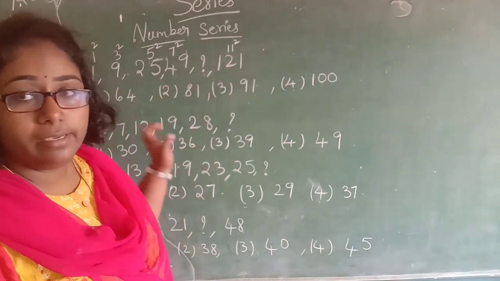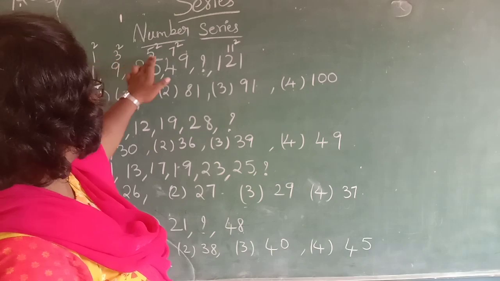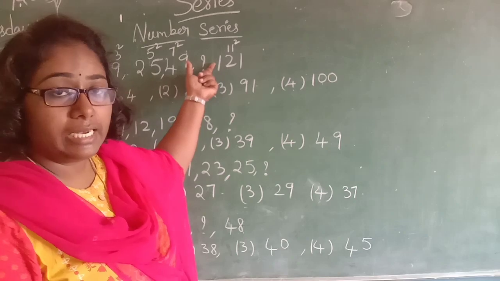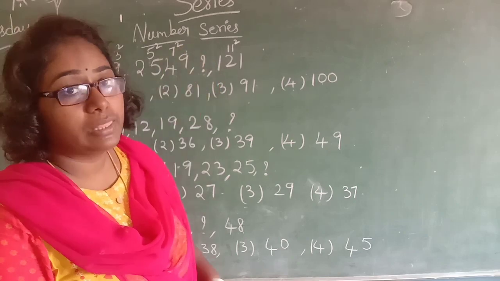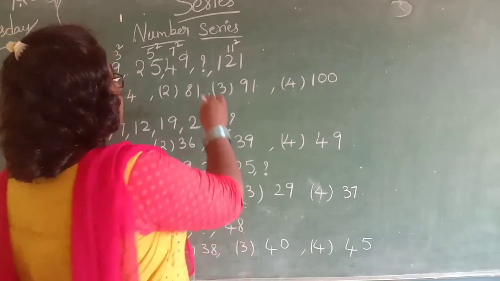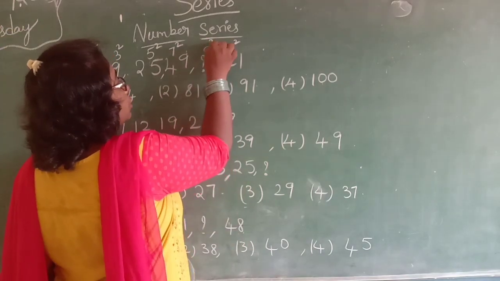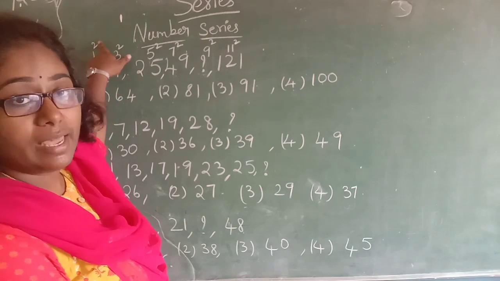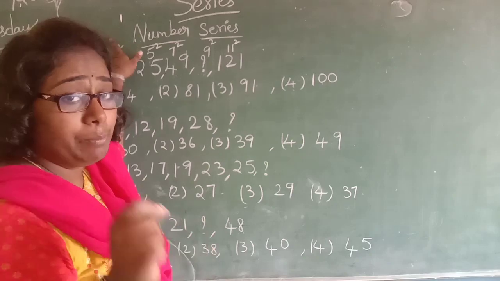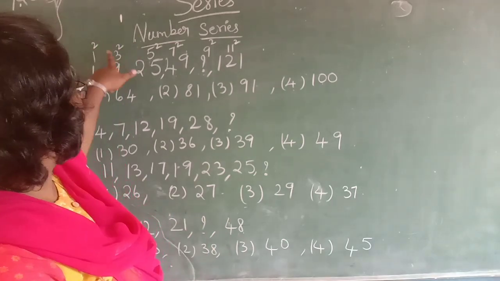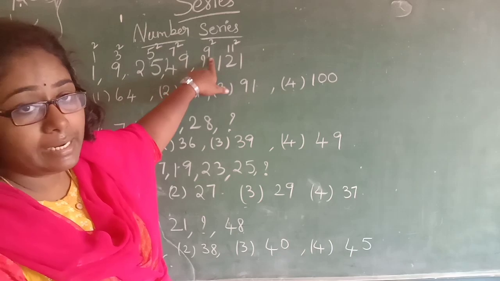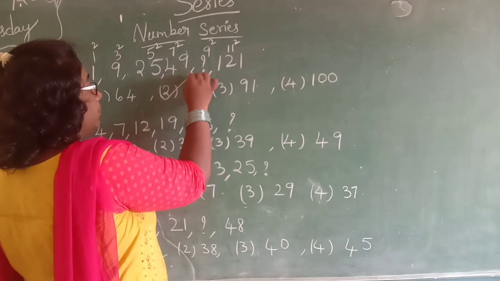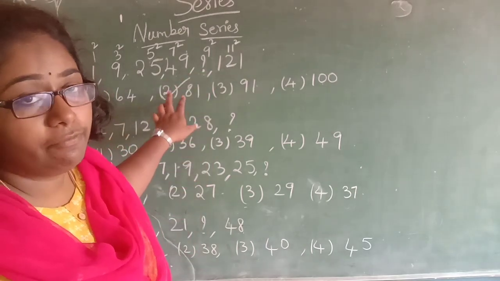As you can see here, we know 1, 3, 5, 7 and the next number should be 9. Why? Because it is going with an odd square series, right? So next should be 9 square, because every number is being multiplied with the same number again. Same like that, 1 square, 3 square, 5 square, 7 square and 9 square will be your answer. So 9 square is how much? That is 81. So your answer will be 81 for the first one.